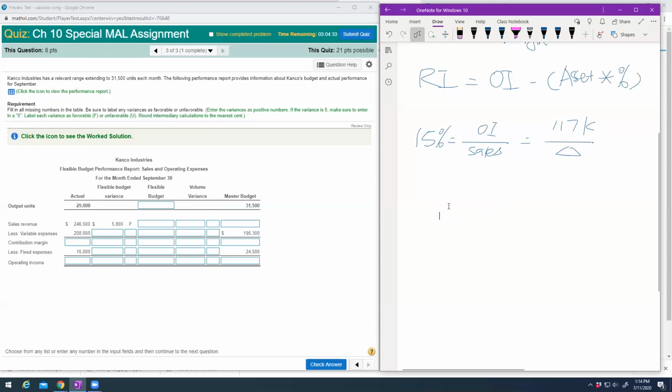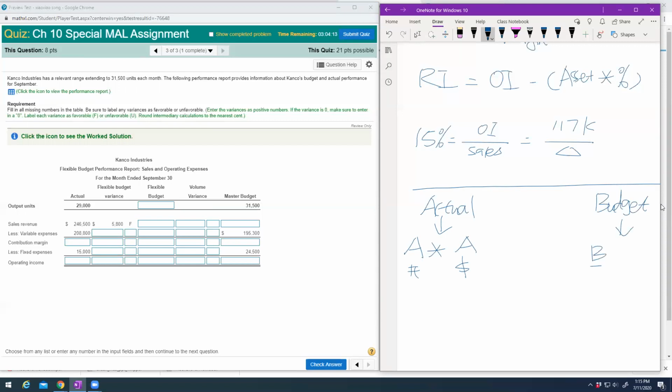Okay, so one more time, I want to review. Your left side is actual, right? Remember, actual is actual units times your actual dollar amount. And then the right side is your budget, this is your master budget, so it's your budgeted units times your budgeted dollar amount. And in the middle is the flexible budget.